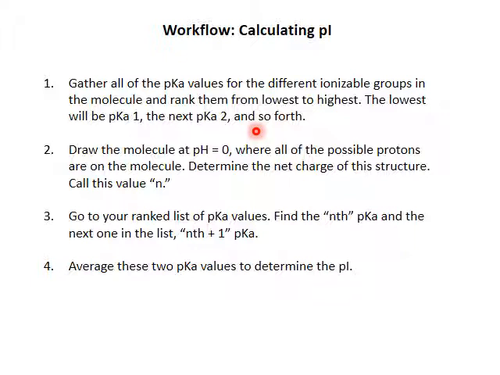Just rank the pKa from lowest to highest, and the first pKa would be pKa1, that'd be your lowest one, and the highest one would be N. How many you have? If N is 5, it's 5. If it's 10 pKas, it would be 10.